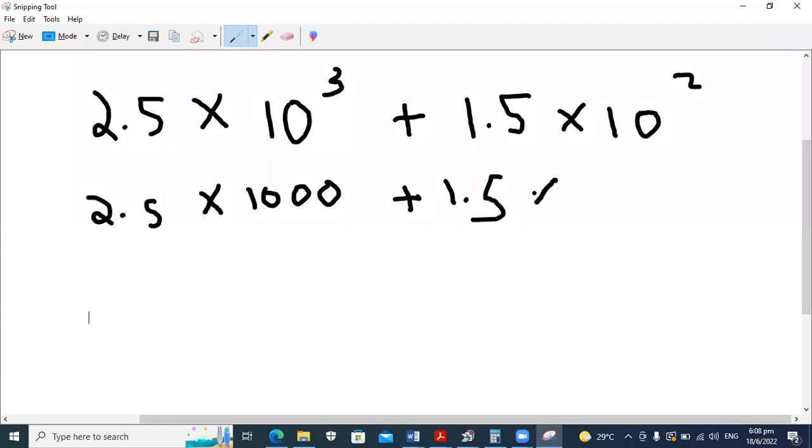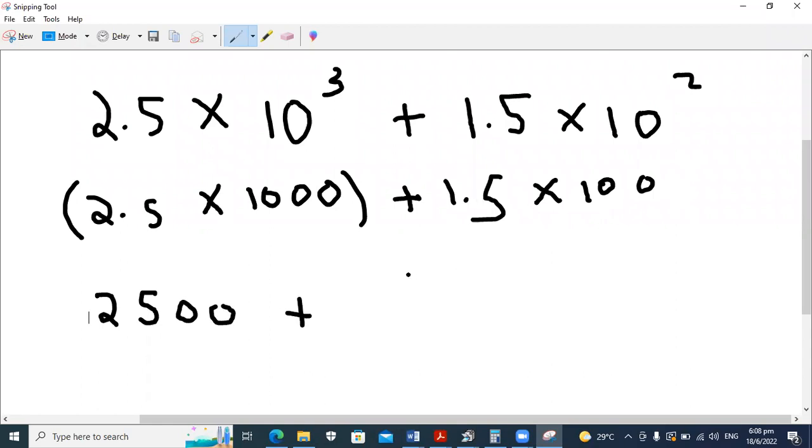So remember you're going to have your calculators with you, right? What is this, class? 2,500. Yes, sir. And what is this? 150. All right. And what's the sum of those two numbers? 2,650.